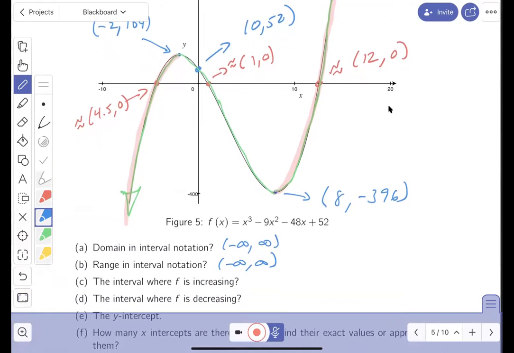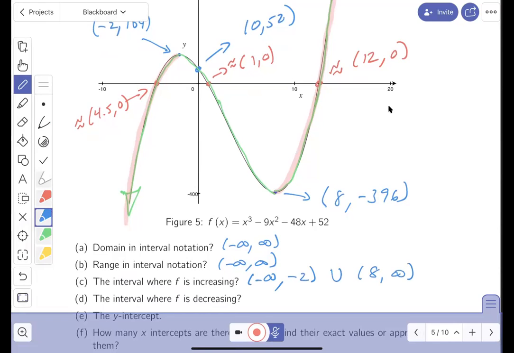Well, I'm going to say from minus infinity, I'm moving left to right, and it stopped moving up at -2. And then it started moving down. Union, where did it start moving up again? And again, we're moving left to right. We're talking about the x-axis. 8 to infinity. All right.